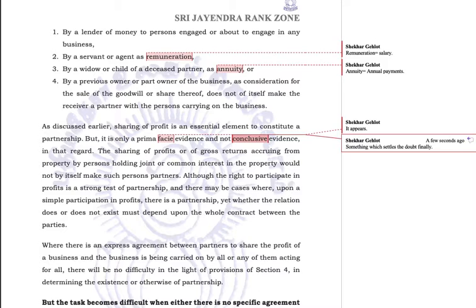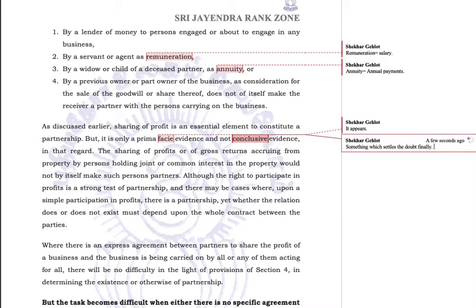Although the right to participate in profits is a very strong test of partnership, like we discussed, there may be cases where, upon a simple participation in profits, there is a partnership. There may be cases where simply because you enter into profit sharing, you become a partner. Yet whether the relationship does or does not exist must depend on the whole contract between the parties.